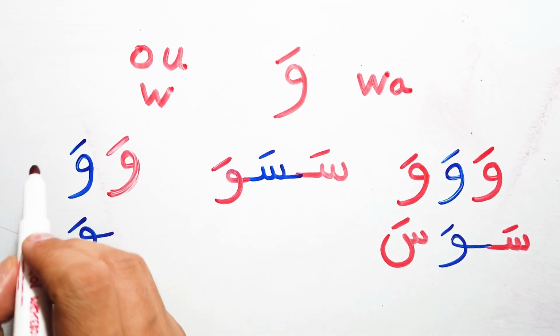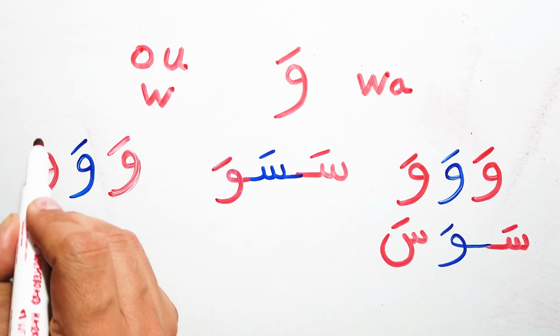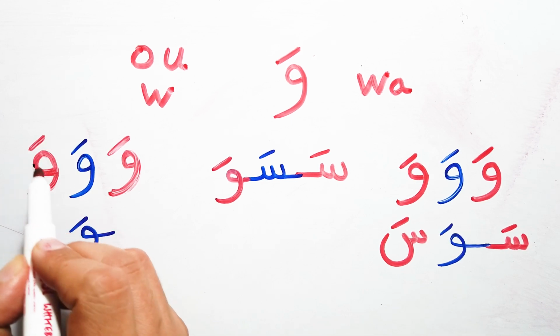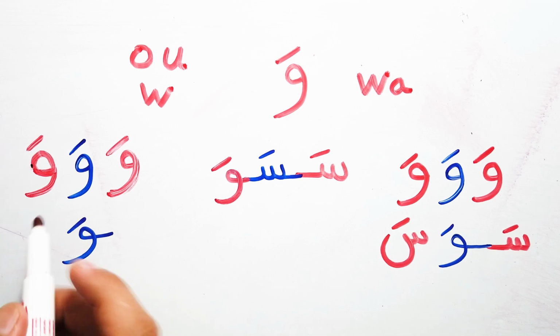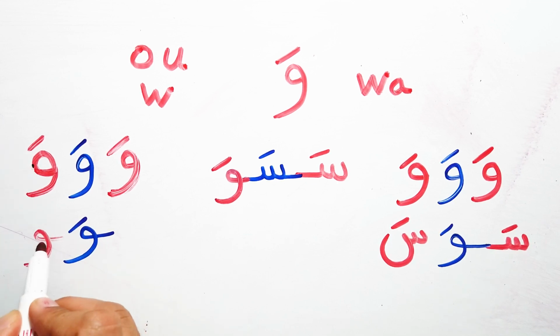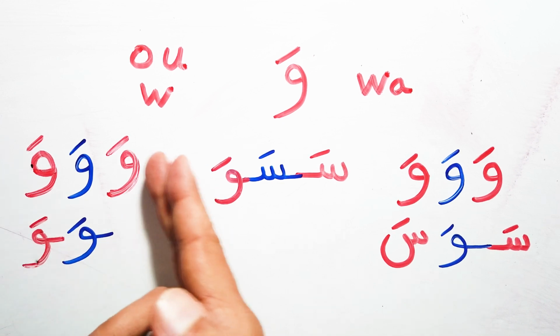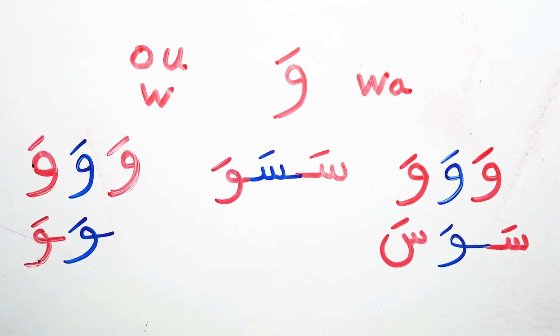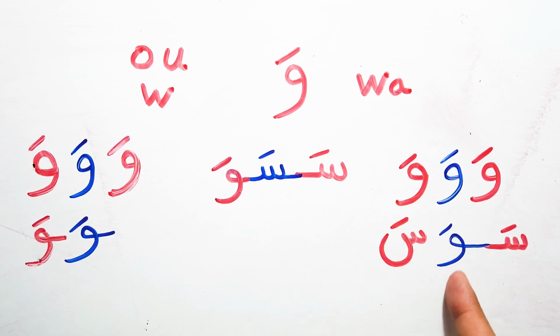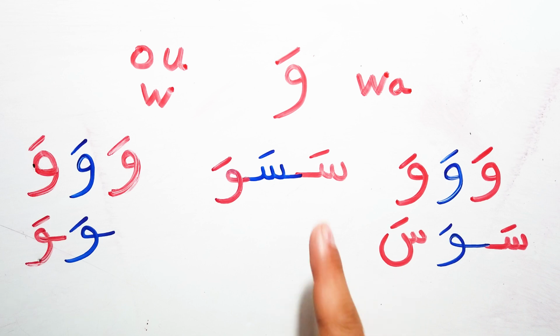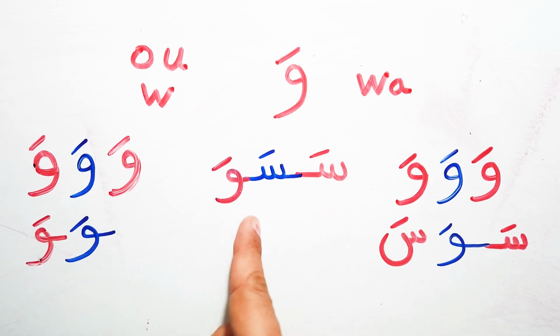Wa at the end of the word can be like this, or like this, as you see here. Let's read. Wa, wa, wa, wa, wa, wa. Sa, wa, sa, sa, wa, sa. Sa, sa, wa, sa, sa, wa.